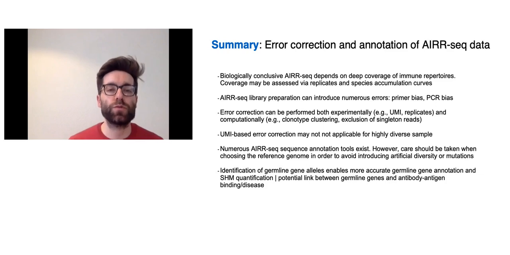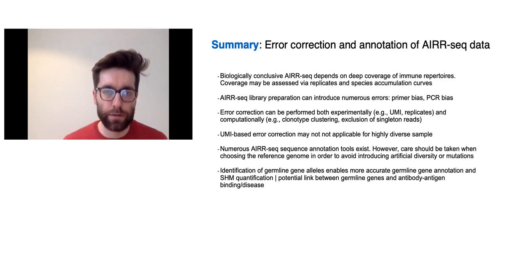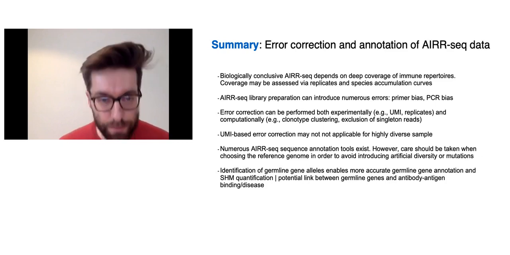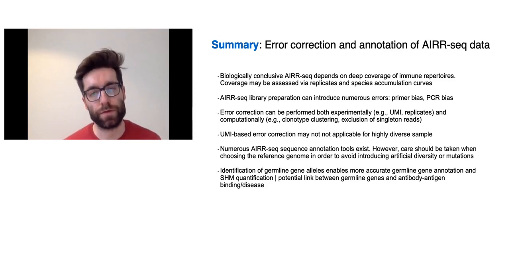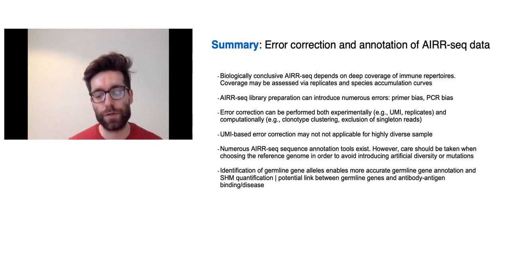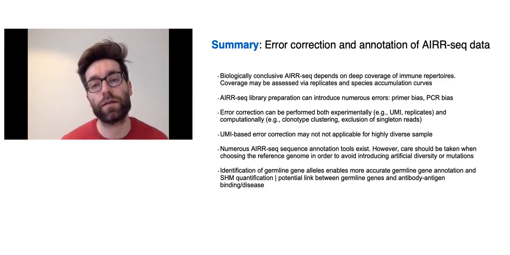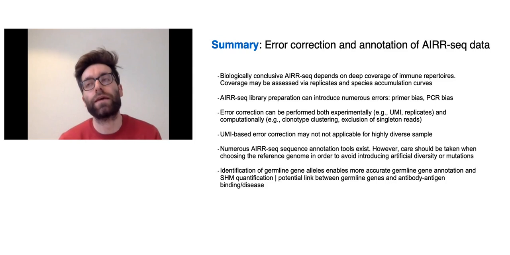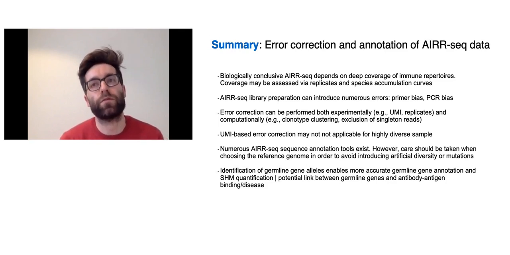So just to summarize again, biologically, I think this is a very important point. Biologically conclusive AIRR-seq really depends on deep coverage of immune repertoires. And I have been working in a lot of collaborations over the years where people thought they had sequenced deep enough, for example for UMI correction, and in the end, we could not use the UMIs because they did not sequence deep enough. So if you want to use UMIs, for example, you really need to over-sequence 10 times more than you think you have already, at least.